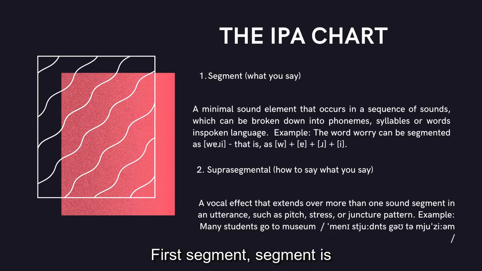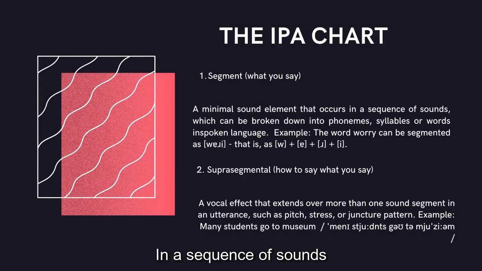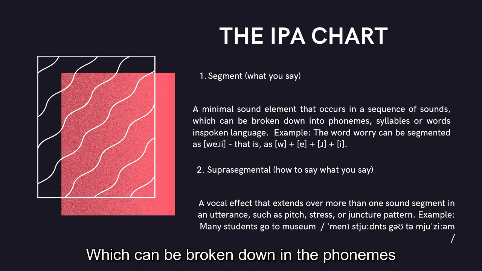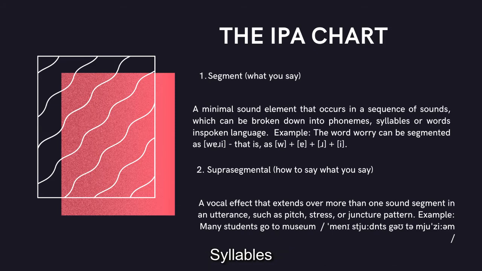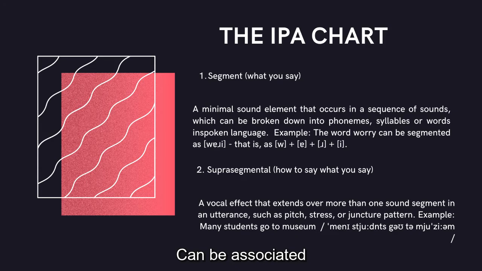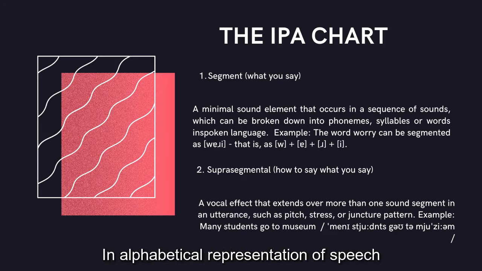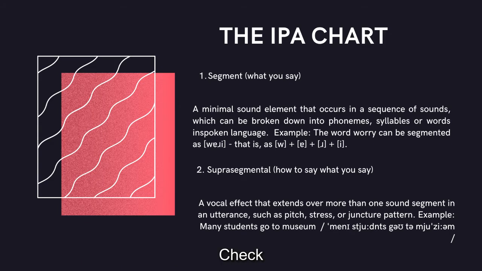First, segment. Segment is to learn about what you say. A segment is a minimal sound element that occurs in a sequence of sounds which can be broken down into phonemes, syllables, or words in spoken language. A segment is a minimal sound element that can be isolated in the chain of speech, corresponding to a letter in alphabetic representation of speech. Let's look at an example. The word worry can be segmented as you can check on this video presentation.